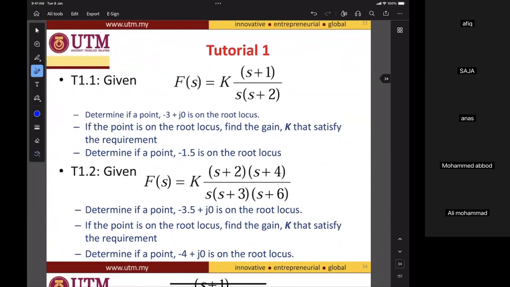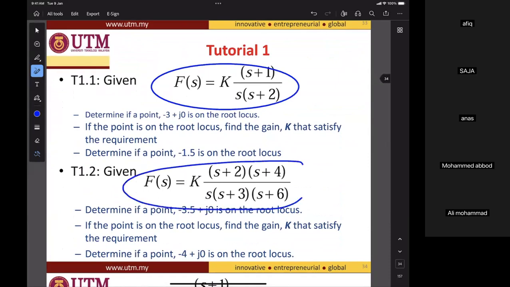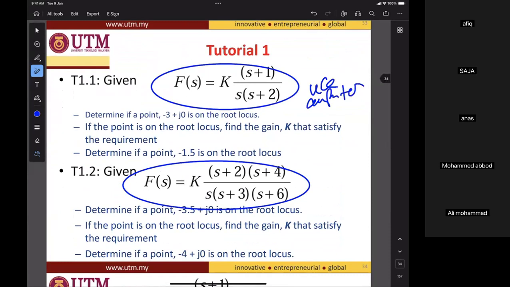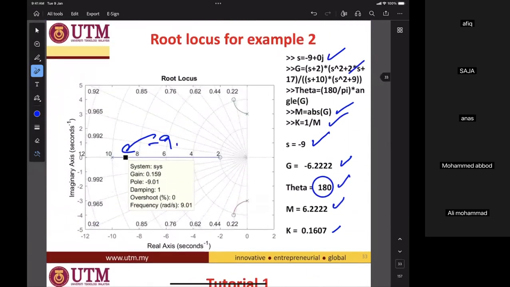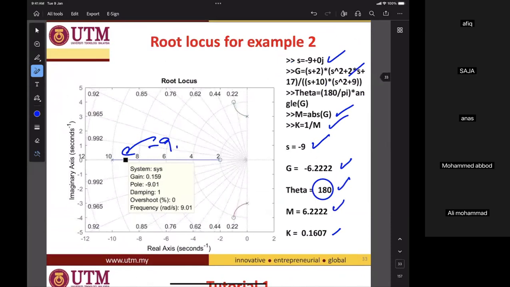Here is a tutorial for you to test your understanding. You can use a computer. Use the computer and share with me, WhatsApp me if you have done it personally. WhatsApp me the answer using this computer program. Can or not? Okay, but you must start with this.